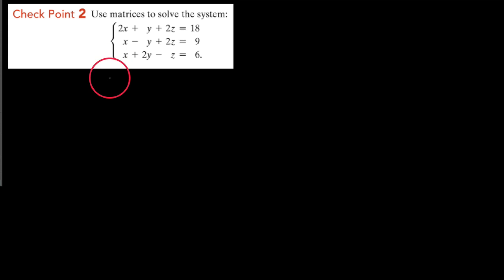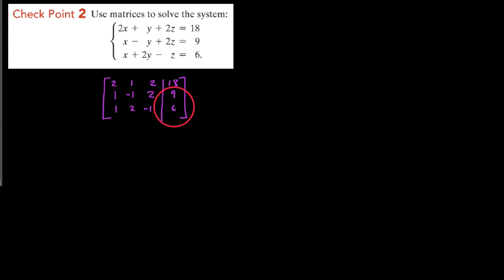So let's go ahead and start with the fact that if we were to solve this using Gaussian elimination, we'd write an augmented matrix that would go with this system. So we'd have a 2, a 1, a 2, and I suppose this would be an 18 for our constant here in the first row. And then we have a 1, -1, 2, and 9. We also have a 1, a 2, a -1, and a 6.